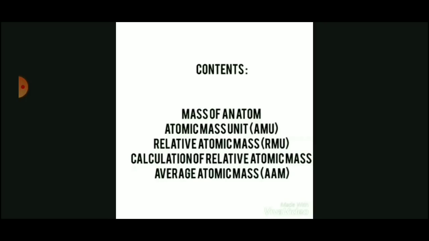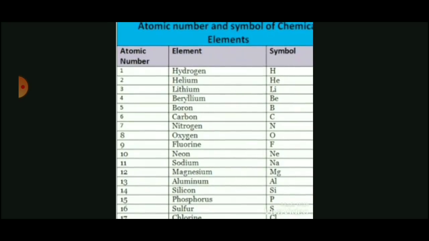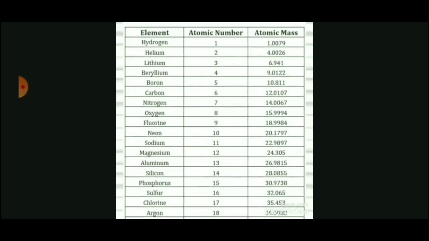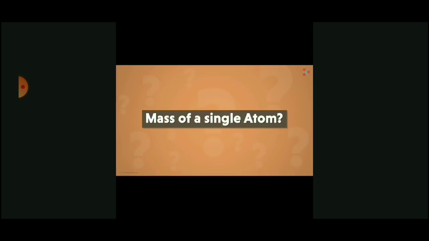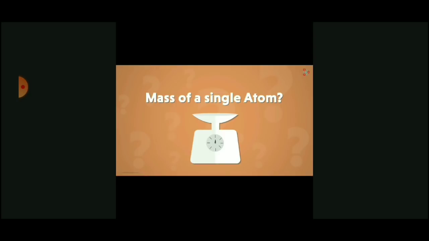These are the contents. There is a tabular column chart given as an element and its atomic mass. We are going to calculate the mass of a single atom. As an atom is very small, its absolute mass cannot be measured directly. Is there any weighing machine to calculate the atomic mass?